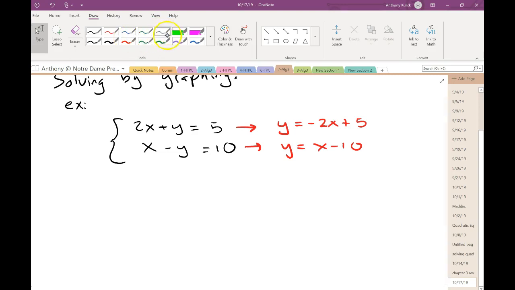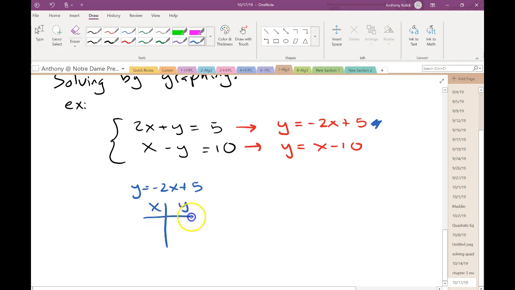So, to graph a line, these are both linear equations, right? They look like y equals mx plus b. To graph a line, how many points do we need to have? 2. Okay? So, from the first equation, I'll write that in blue.